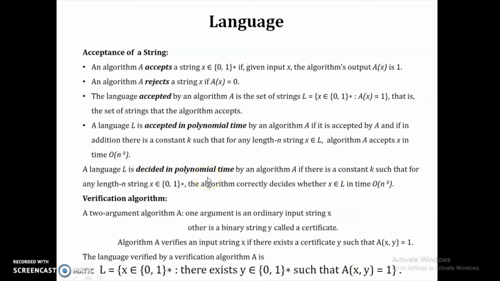To verify whether it is decided in polynomial time or not, we use a verification algorithm, right? This verification algorithm A has two arguments. One argument is the given string x and the other is a binary string y, which is called a certificate, right? This algorithm verifies the input string if there exists a certificate y such that A(x, y) = 1. So the language verified by the verification algorithm is given like this: x belongs to {0,1}*, then there exists a y belonging to {0,1}* such that A(x, y) = 1.